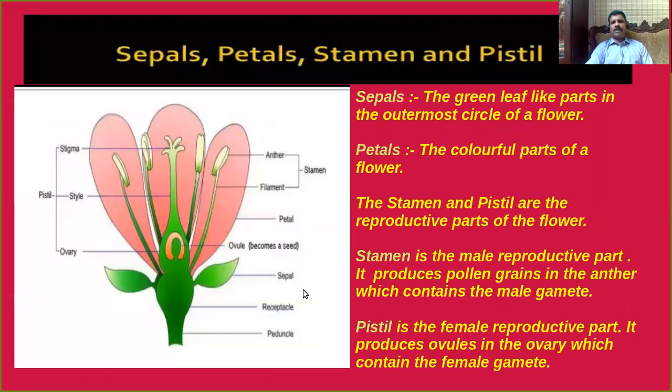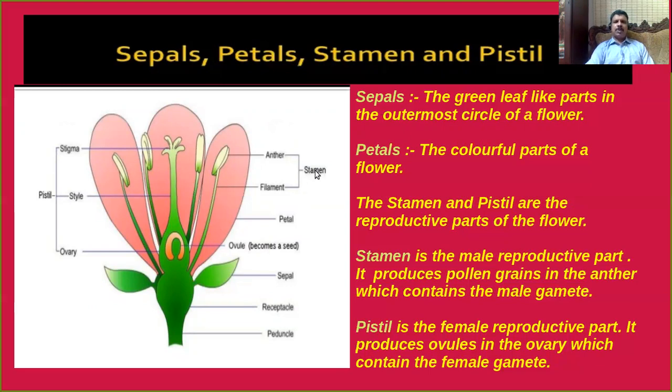Now we have to discuss in detail the structure of a flower. Dear students, first of all, we have to discuss what is a sepal. As we know, the sepal is the green leaf-like part in the outermost circle of a flower. Okay, these are the petals. These are the colorful parts of a flower. They are called the petals.